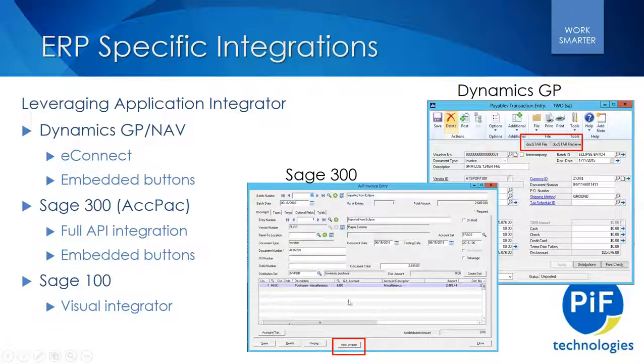Same thing with Sage here, Sage 300 ACPAC, and the ability to embed those buttons are just capabilities of Sage and Dynamics. We do also have full integration with Sage 100. There's a product called the Visual Integrator. It's part of the Sage platform that will allow us to push and pull data pretty easily.